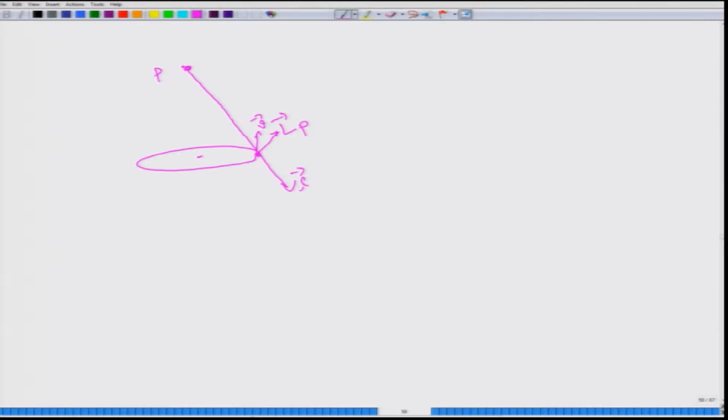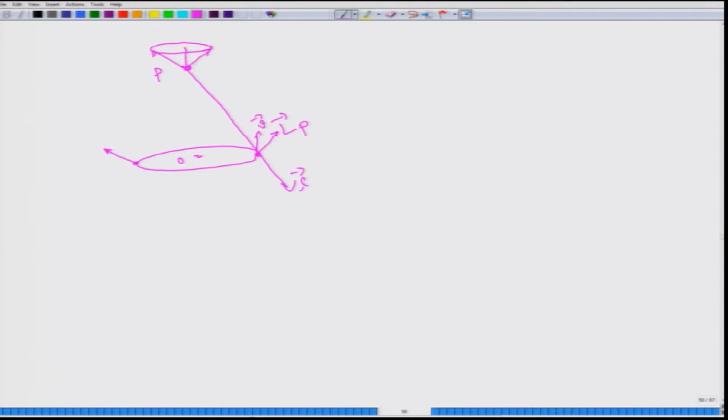Now, as this bob moves, say it goes here, the angular momentum takes this direction. Earlier we saw that with respect to this point the angular momentum is constant, but with respect to this point P it is changing. Its magnitude is constant, but its direction is changing. So if we put this thing here, we see that it actually sweeps a cone.